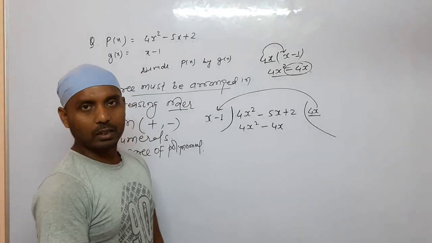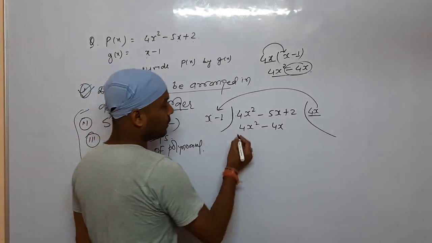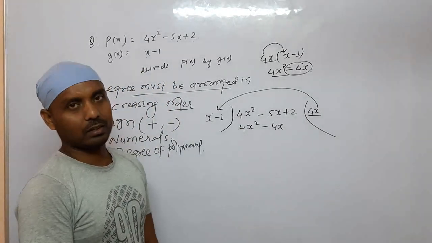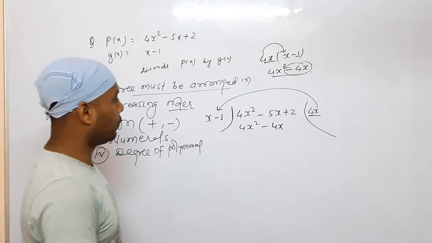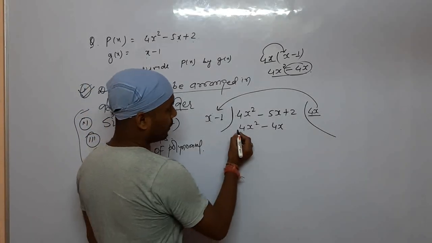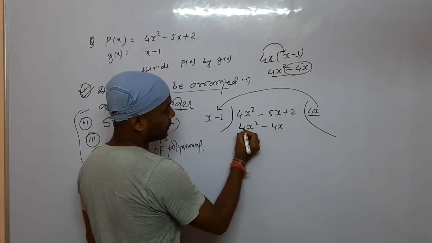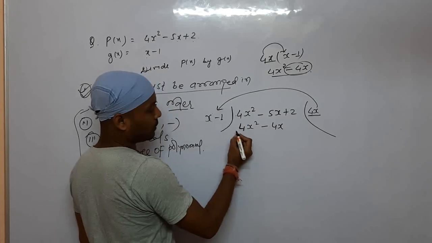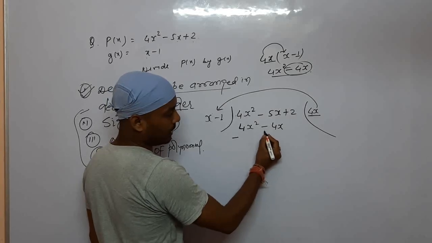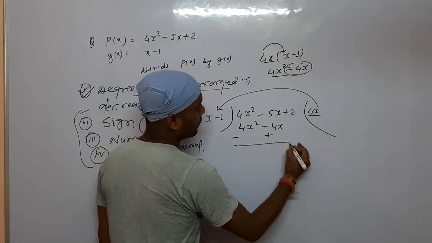We subtract. For subtraction, you must have read in class 8 about the subtraction of polynomials. What we do is just interchange the sign. Here the sign of the 4x square is positive, it changes to minus. Here it's a minus, it will get changed to plus. Okay.